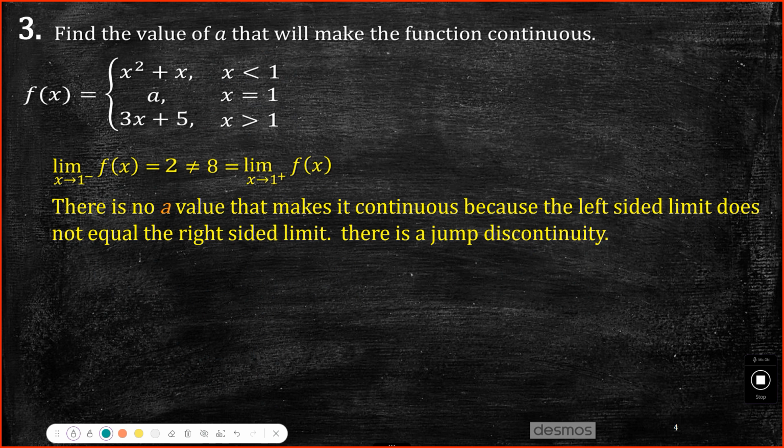I guess more formally you would do it like this. Limit from the left. What's the limit coming from the left? And then the limit from the right. And when the two limits are not the same, then it's never going to be continuous. There's that jump discontinuity we did already graphically.